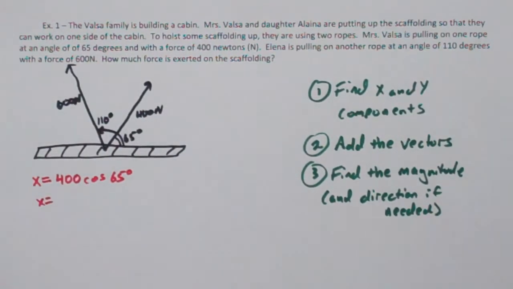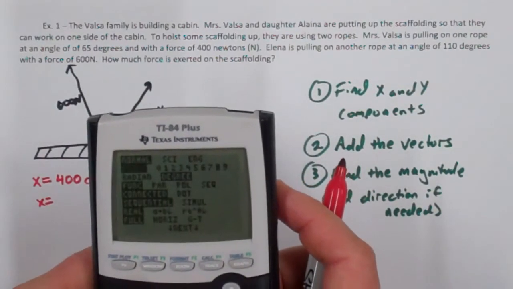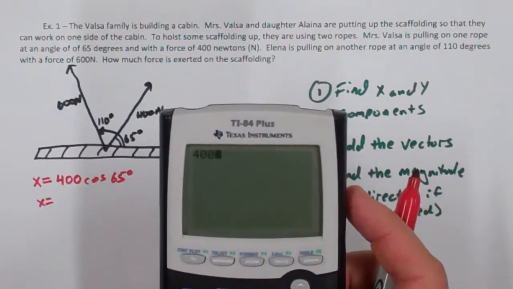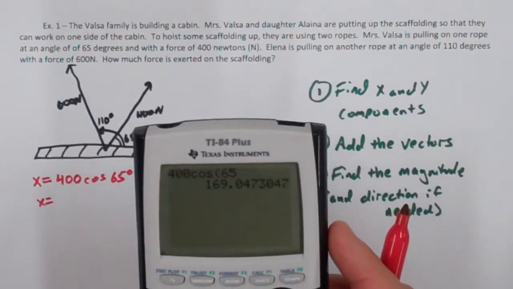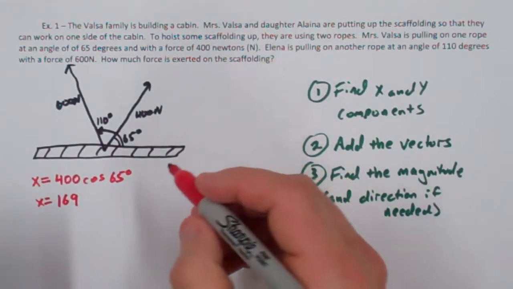We can type that in the calculator. One thing you need to do is make sure that you're in the correct mode. So I'm in degree mode. I'm using degrees. That's what I want. So we'll do 400 times the cosine of 65. That's 169. We'll just round here.